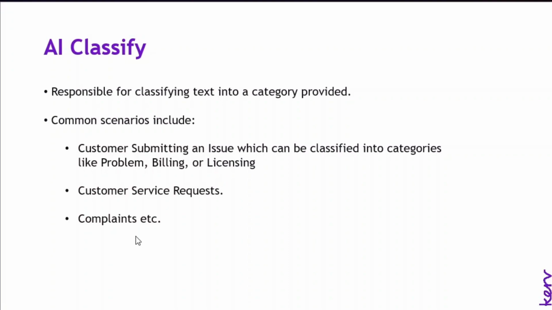Now the next function is AI reply. The reply function helps in drafting a reply to the message that we provide. It helps in composing email responses. Let's say we have an email that has come through, and we want to automatically draft a response based on the email content. This helps in providing a templated response, and also in responding to customer service.